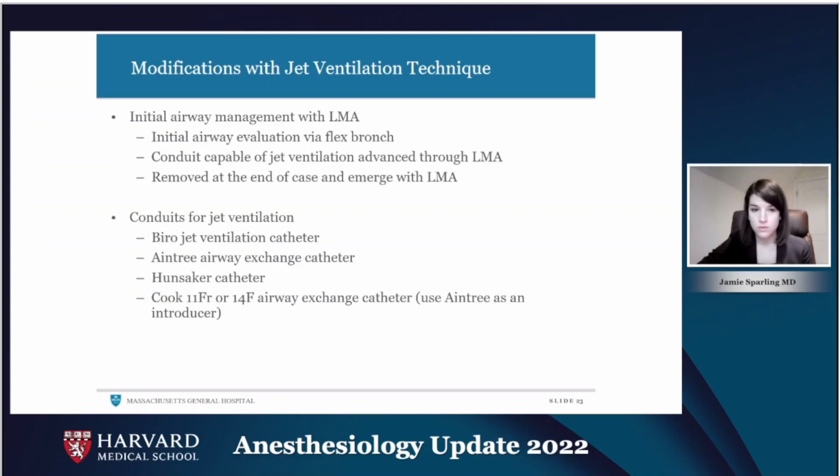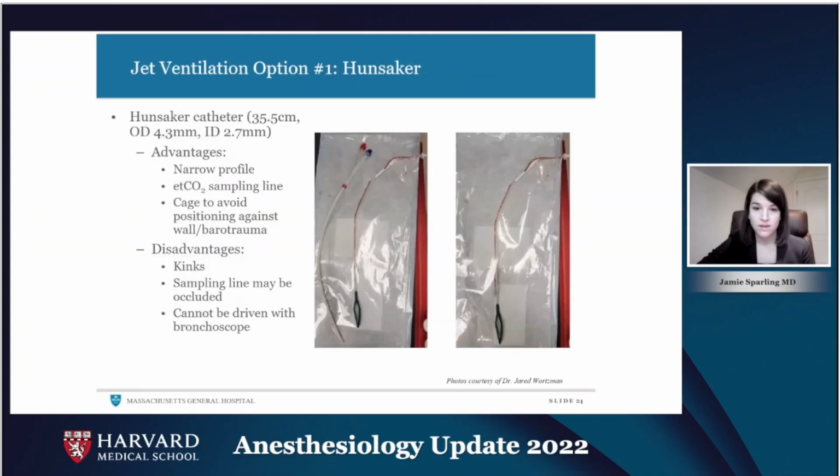The conduits that we've trialed for jet ventilation include the Biro jet ventilation catheter, the Aintree airway exchange catheter, the Hunsucker catheter, and various sizes of a Cook airway exchange catheter. Now I'll briefly describe the troubleshooting that we've gone through, as well as the strengths and limitations of the different conduits.